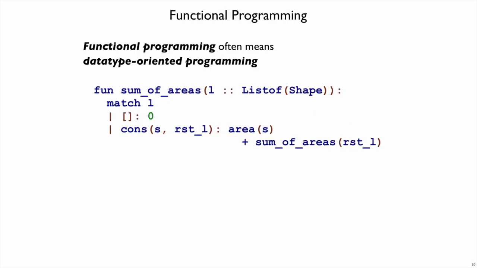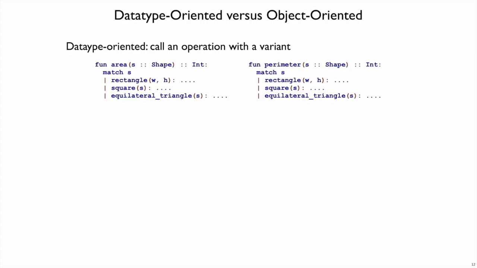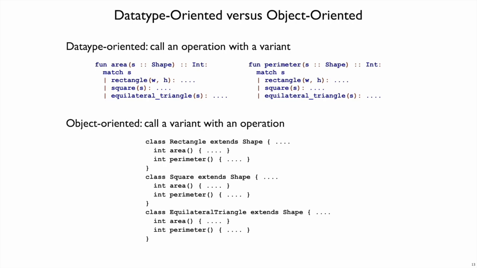We do the same thing with lists. A list is either empty or cons, and so when we write a function that processes lists, then it matches on those two possibilities. In this sense of the phrase functional programming, the alternative is object-oriented programming. And that's because in data type-oriented programming, we build our programs around these individual functions, each of which implements a separate operation and has to consider all the variants. In object-oriented programming, we organize our code around the different variants, each of which implements the different operations that apply to that variant.